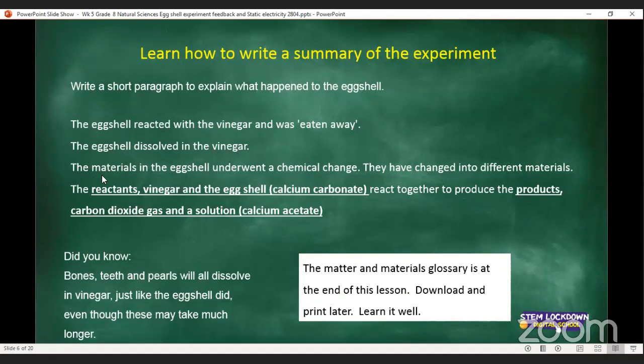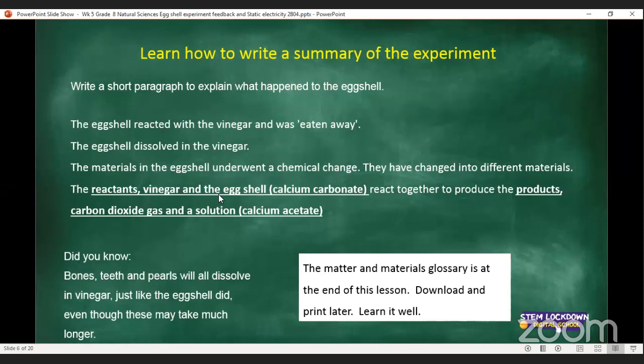Then you'll say the materials in the eggshell underwent a chemical change. Now, because we're doing chemical reactions, you have to tell them that the materials in the eggshell underwent a chemical change, and they have changed into different materials. That means it has changed and a new product has formed. Even though it's still an egg, the way the egg looks is different. So it's a new product that has formed.